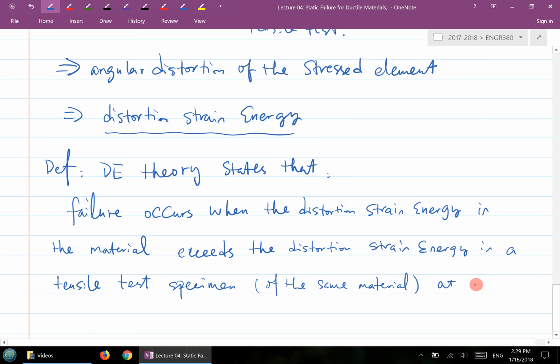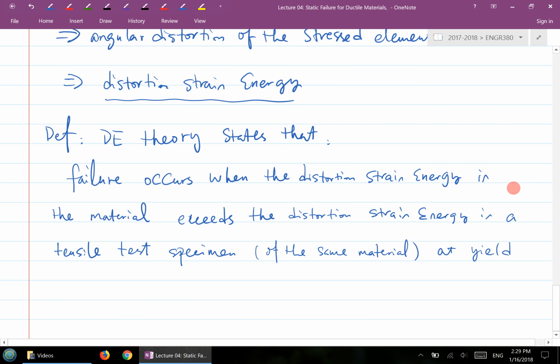At yield. Okay, so that's the DE theory. Okay? It's very simple. Once you're finished, then we can analyze this sentence that is here and see what it really means.